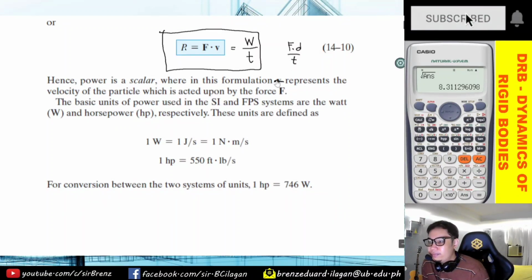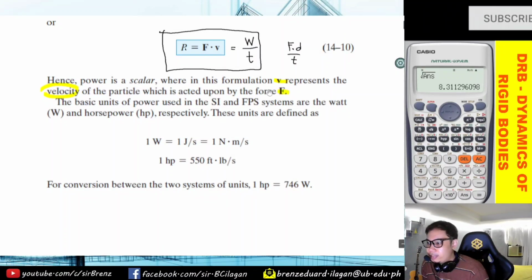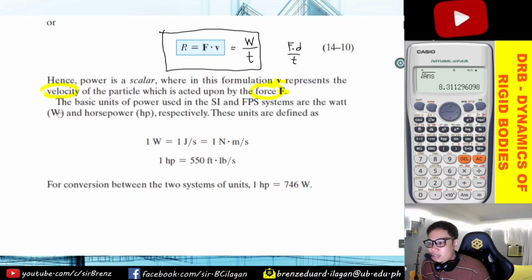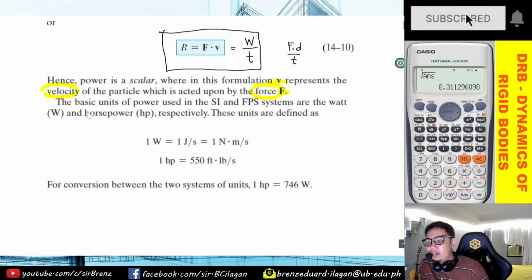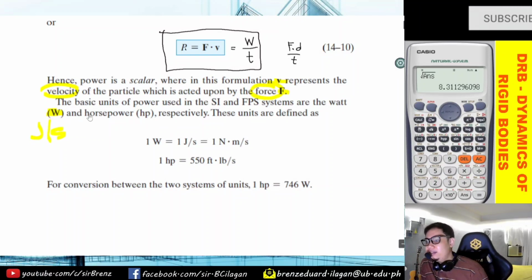So, V represents the velocity and F represents the force. The basic unit of power used in the SI and FPS systems are the watts. Ayan. So, ang watts again, extension niya, or kapag in-expand mo is joules per second.